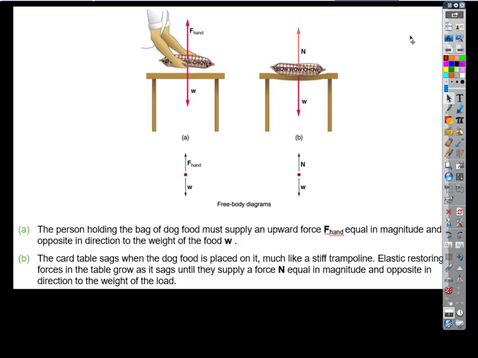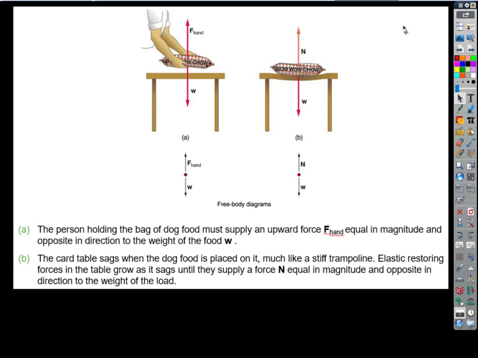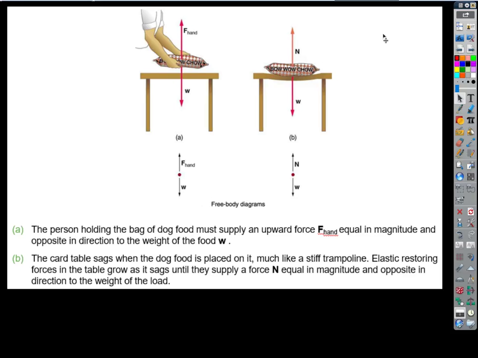So here's a little example that represents normal force, and it gives you a little idea about what normal force really is. Before the guy sets the dog chow down on the table, he's providing the lift force that offsets the weight of the dog chow. When he sets it down on the table, he lets go, and now the table supports the weight. Well, how does the table support the weight? Normal force.